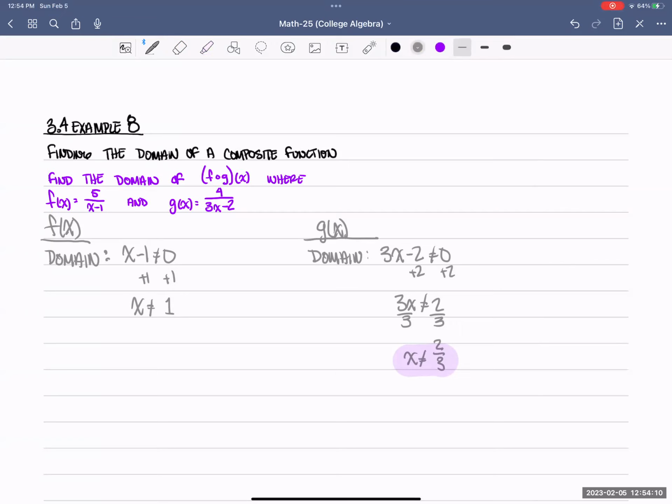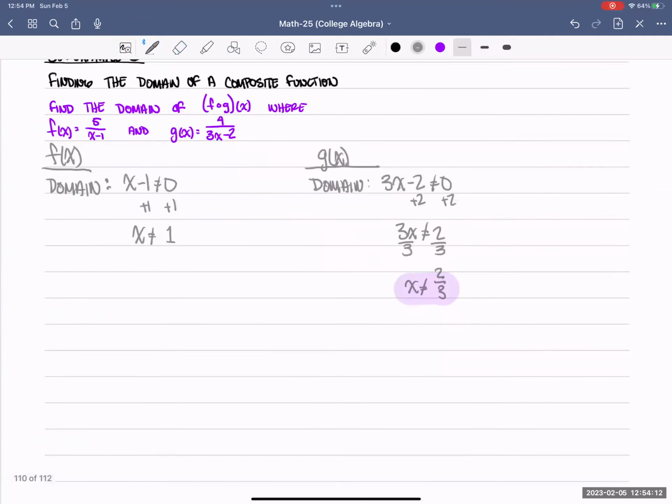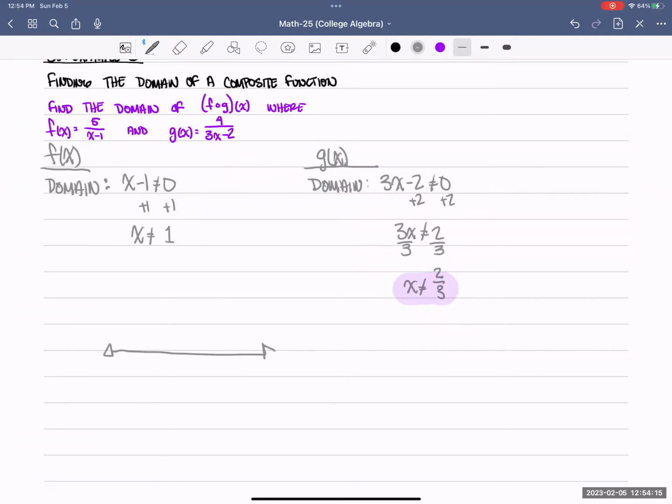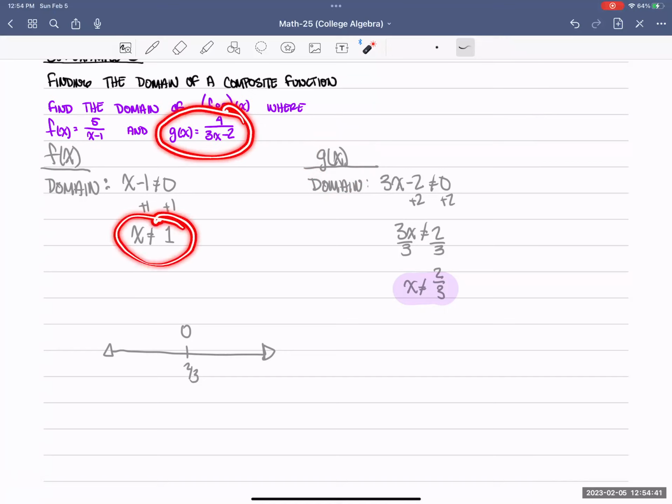If we have our domain here on a number line, that's where we're starting off. x cannot equal 2 over 3, so we're going to have an open circle there. But now we have the input into f of x. Into f of x, the domain cannot equal 1, but we're still looking at what we're inputting. So we're inputting into g of x first. What we have to find is where g of x is equal to 1 and exclude that value. So let's give that a shot.